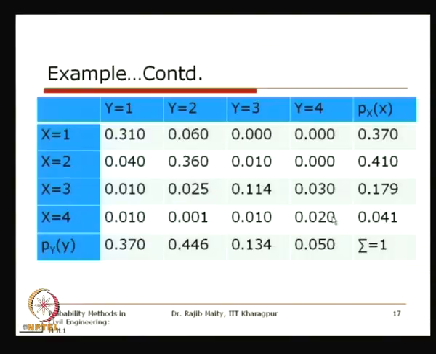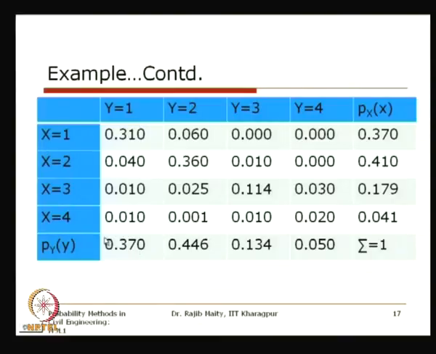Now, to solve the problem, only this 4 by 4 matrix is sufficient for us. There is one more piece of additional information given here, which is pxx and pyy. These are nothing but the summation of the individual rows, and the summation of the individual columns.